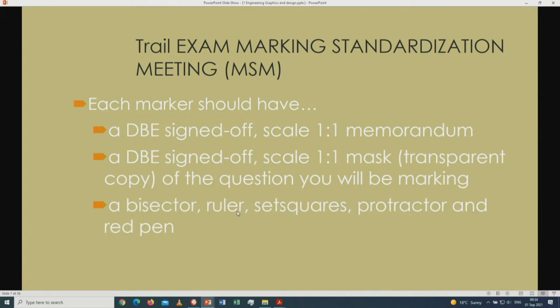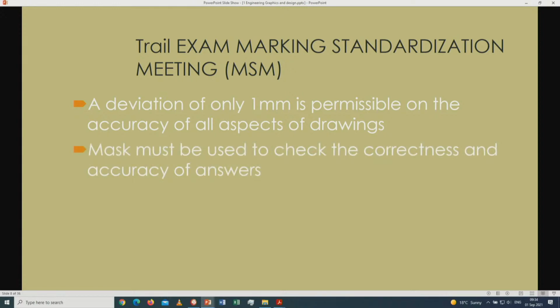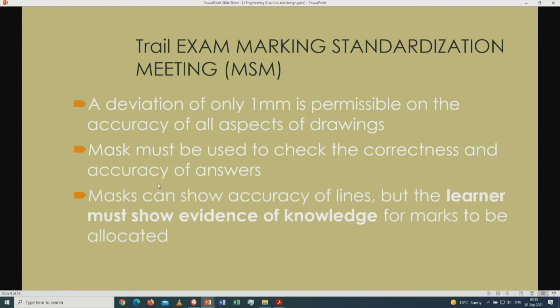And then also bisectors, rulers, set squares, protractors, red pens, and those type of things are compulsory. A deviation of only 1 millimeter is permissible, so therefore the learner can go out 1 millimeter, but the moment it goes more than 1 millimeter, then obviously the position of the line is not in the correct place. All right, we will get to more detail about that. The mask must be used to check the correctness of the accuracy of drawings. That will be the transparency that we said.